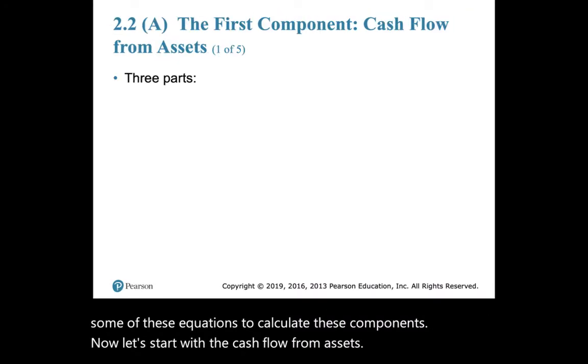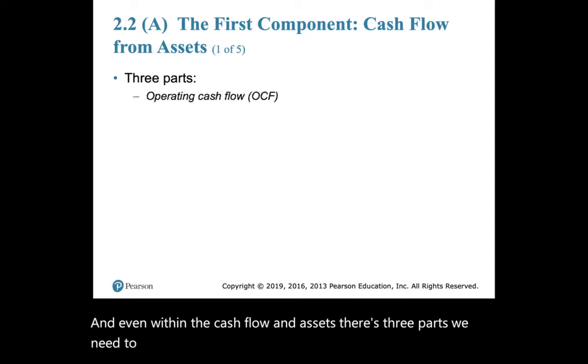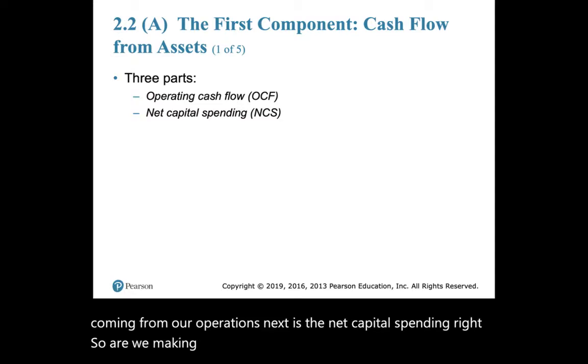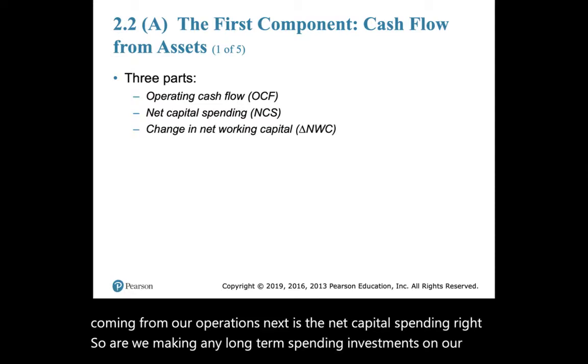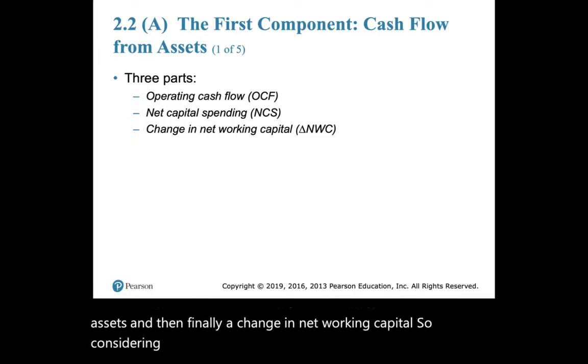And even within the cash flow from assets, there's three parts we need to consider. First is our operating cash flow, so the cash coming from our operations. Next is the net capital spending, right? So are we making any long-term spending investments on our assets? And then finally, a change in net working capital. So considering our short-term spending. So those are really the three parts we need to consider.